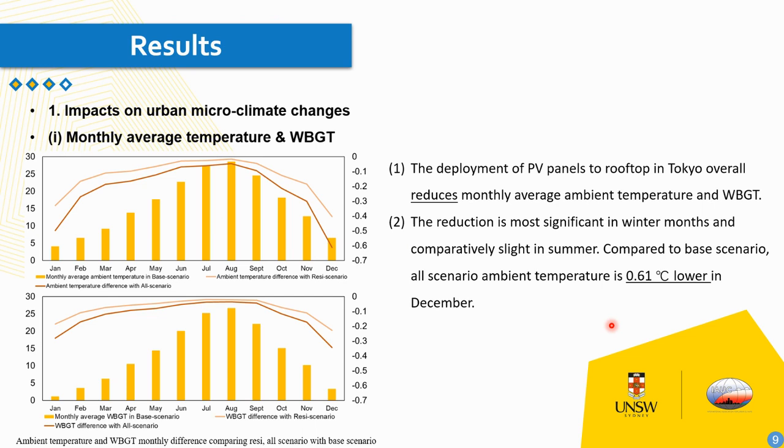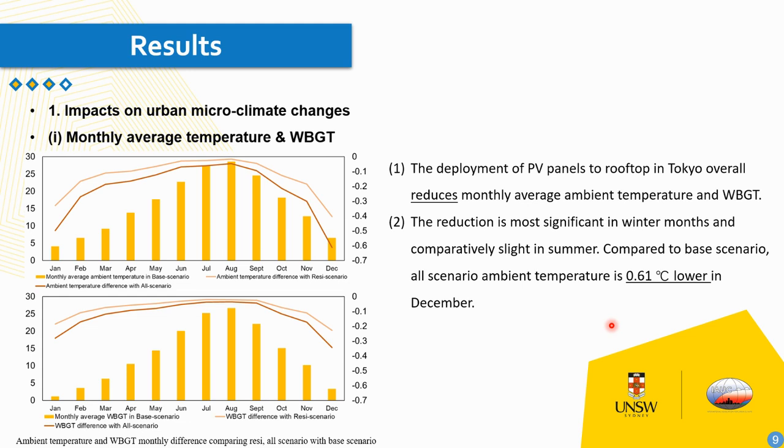And here comes the result. The first question we want to address is the impact on urban microclimate changes. So here we check the ambient temperature. Because we have 29 blocks, to show the result directly we just show the average value. These bars are the average monthly temperature and the WBGT for all the blocks. So there's nothing interesting there, but the curves show the difference between the residential scenarios and base scenarios, and the difference between the all scenarios and base scenarios.